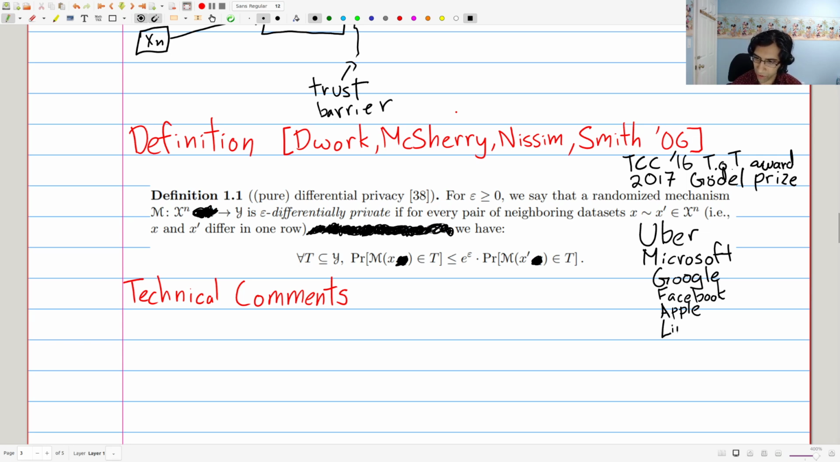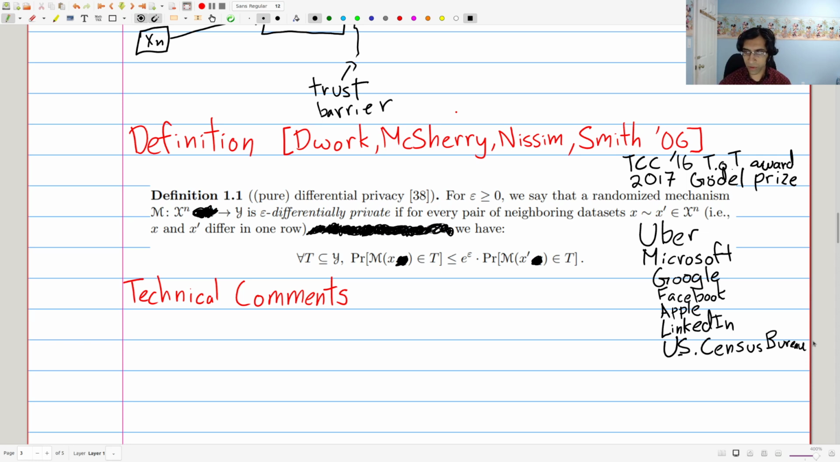Also, LinkedIn is working on a deployment. I think they might already have some deployment. I'm not totally sure, but they're working with it. So basically a whole bunch of companies, as well as, as I've mentioned before, the US Census Bureau, which is using it for the 2020 census. So this seems like the gold standard, so to speak, of data privacy right now. It's strongly accepted as a strong notion of privacy. So this is what people are flocking around. Sometimes people like certain variations of it, which we'll talk about, but this is the core definition from which everything else is spawned.